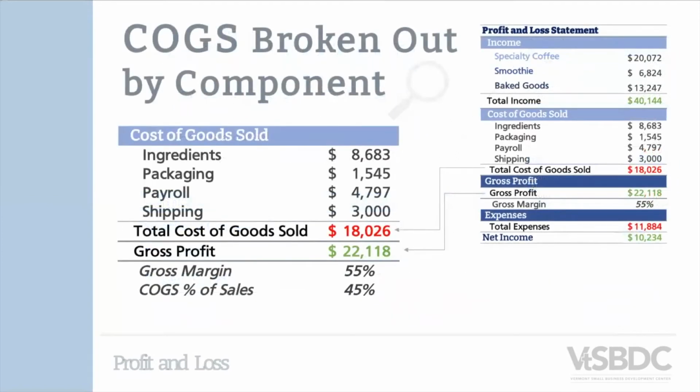So here's a closer look at the cost of goods sold section of the Arlington Coffee Shop P&L statement. All of the individual direct costs of producing and selling the shop's goods have been captured correctly here in this particular example. Now, if we subtract the cost of goods total from the total income figure, we arrive at a number, $22,118, and that is called gross profit. Gross profit is the amount of profit realized directly from the sale of the shop's goods.